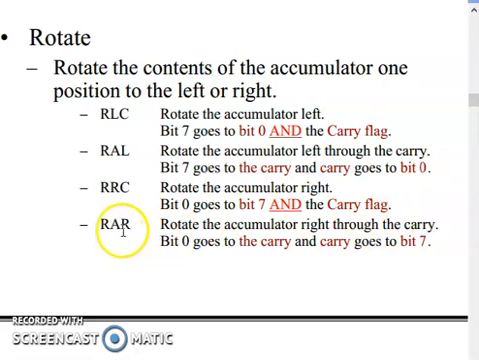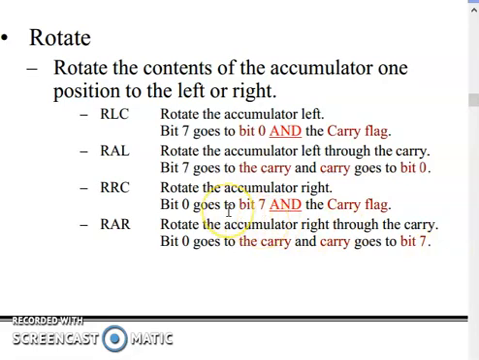And RAR, that is the fourth one, that is rotate accumulator right through carry, that means bit 0 goes to the carry and carry goes to bit 7. So that's all about the different types of rotate instructions.